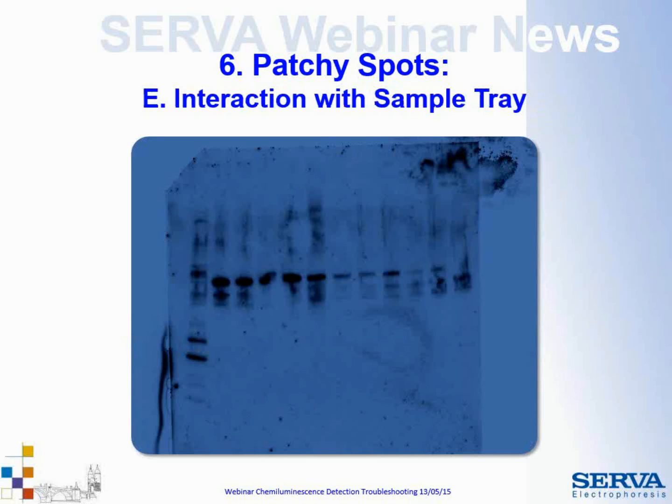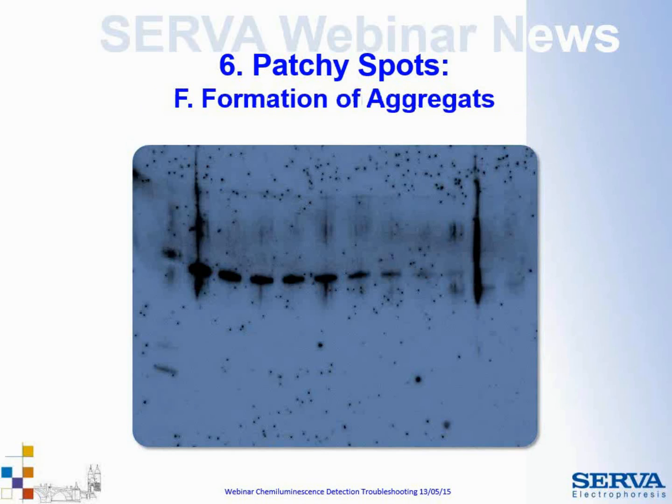Patchy spots can also be a result of the interaction of the blotting membrane with the sample tray. Therefore, it is very important to make sure that the protein bound side of the membrane is on the upper part of the tray and not on the bottom of the tray. And furthermore, aggregates which occur during the washing or the incubation steps, which are usually done in the presence of lower concentrations of the blocking agent, may also form patchy spots, because not really well dissolved milk powder, for example, can be found on the membrane and then reacts with the detection system, and you will get spots on the membrane.